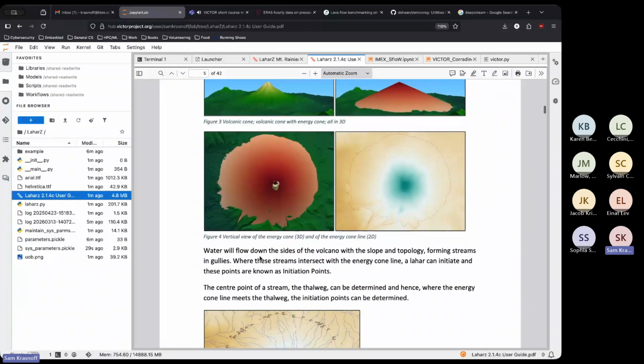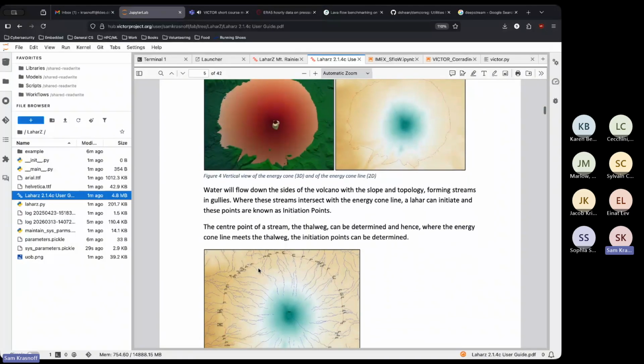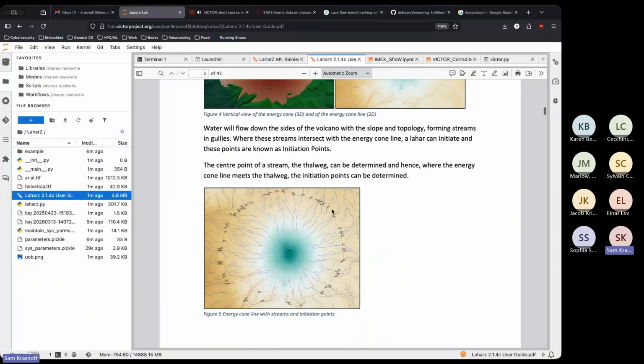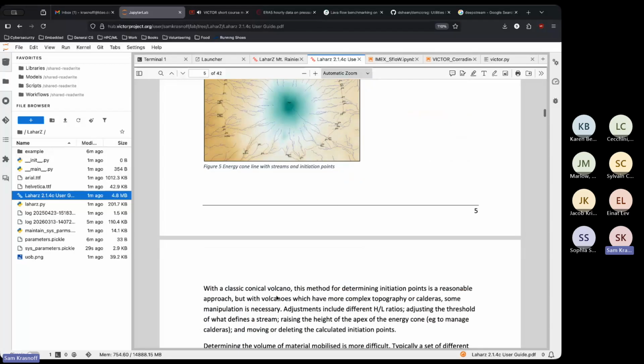And what this does fundamentally is that the water, the liquid, will flow down the sides of the volcano, form streams, and when these streams intersect that energy cone line, Lahars have a high chance to initiate, and these will be the initiation points. So you can see this one example of different streams and initiation points in that energy cone.